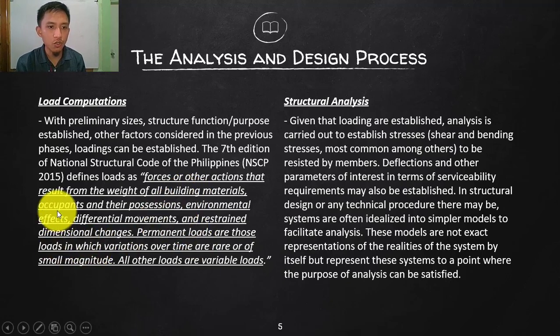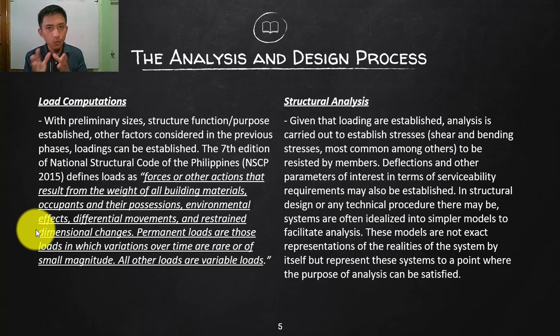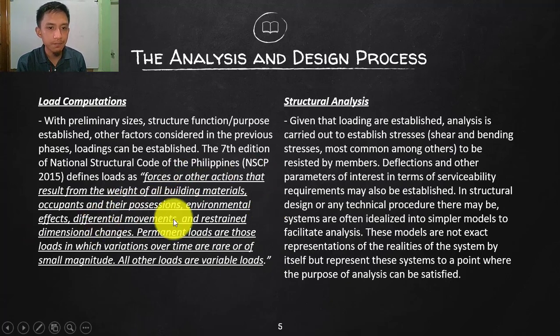And then occupants. If you say occupants, these are the ones occupying the building. If that is for an office, then the occupants are the people themselves, and their possessions, whatever additional that we need to consider. Environmental effects. If you say environmental, these are earthquakes, wind, and so on and so forth. If there is snow, then that is another thing to consider. Differential movement. We have what we call the allowable settlements, allowable based on the codes. So we also need to consider that as additional load.